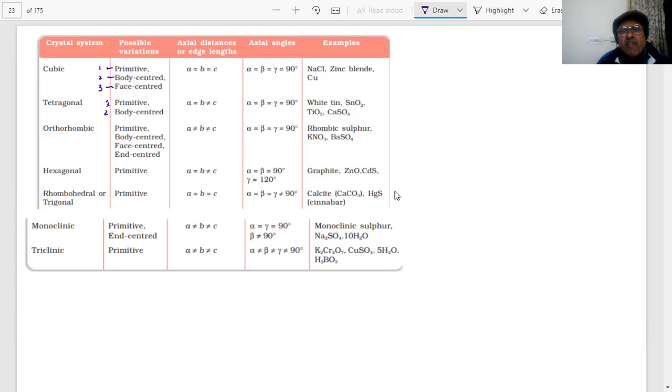Examples: white tin, TiO2, CaSO4 are examples of the tetragonal unit cells.